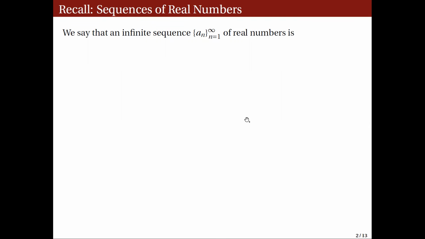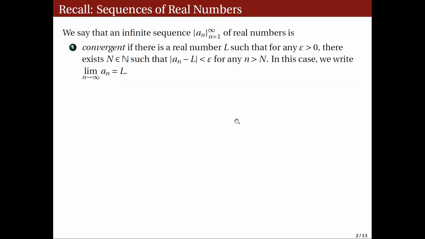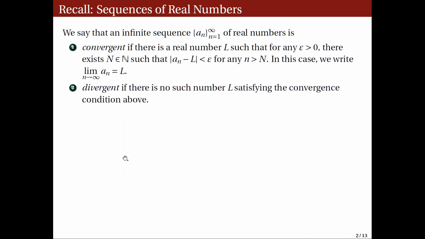So we say that an infinite sequence A sub n of real numbers is convergent if we can find a real number L such that for any positive epsilon, there exists a natural number capital N such that the absolute value of A sub n minus L is less than epsilon for any n greater than capital N. In this case, we write the limit of A sub n as n goes to infinity is equal to L. And then we say that the given sequence is divergent if we cannot find such number L that satisfies the convergence condition above.